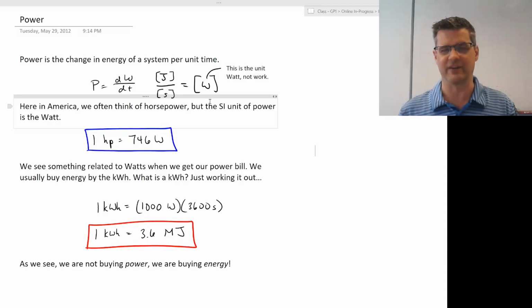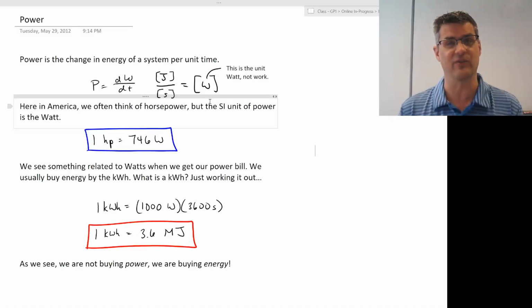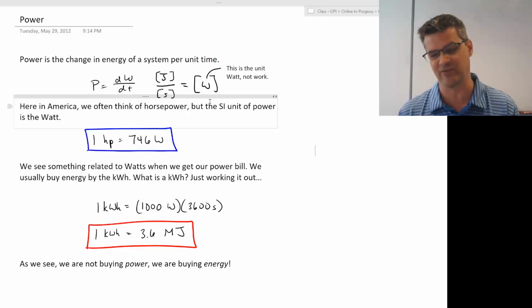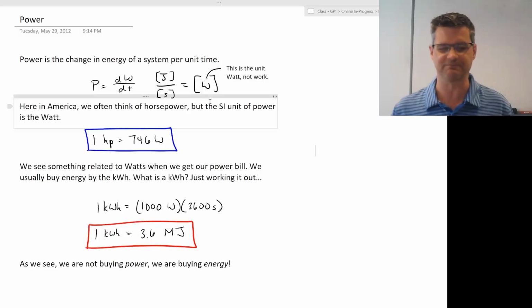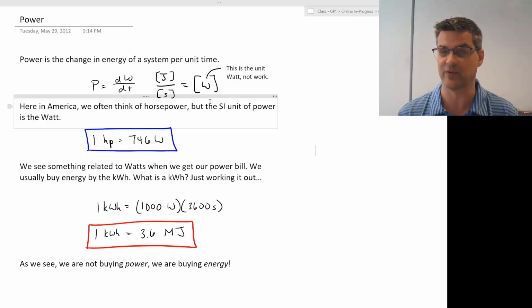Now, here in America, when we think about power, we often think about the unit of horsepower. A lot of our vehicles come with a unit of horsepower attached to them. But the SI unit of power is the watt. And there's an equivalence between horsepower and watt that you see here. A horsepower is just a little bit short of a kilowatt, about 3/4 of a kilowatt. But if you're thinking about horsepower in terms of kilowatts, you're going to be surprisingly close.